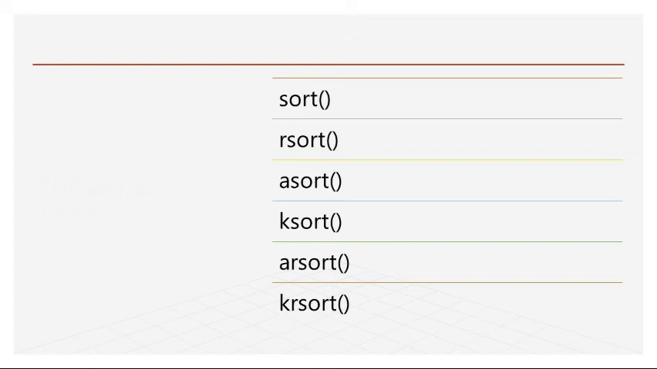The ksort function sorts associative array elements in ascending order, based on the key. The arsort function sorts associative array elements in descending order, based on the value. The krsort function sorts associative array elements in descending order, based on the key. We can learn more about how various array-based functions are used to sort their elements in the practical video lectures.